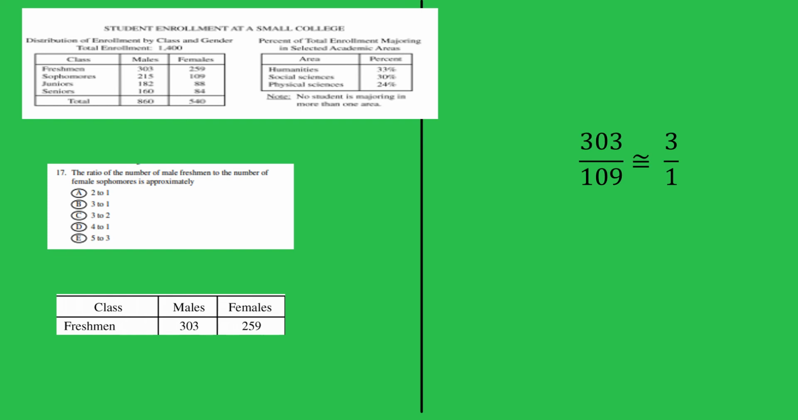For the next questions, from 17 to 20, usually a chart or a table will be provided. Here a table is provided, where the first table gives the distribution of enrollment for 1,400 students, and the second table gives the different majors: humanities, social sciences, and physical sciences with a percentage. The first question here, 17, is to find the ratio of the number of male freshmen to the number of female sophomores. The number of male freshmen is 303, and the female sophomores is 109. So the ratio is approximately 3:1, and hence my option is B.